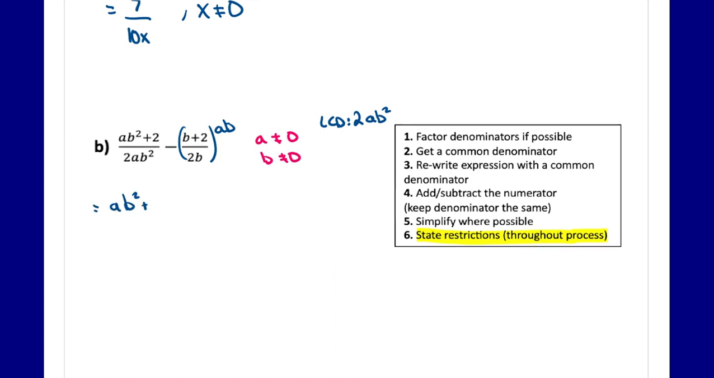The first fraction is going to stay the same. The second fraction is going to become ab times b plus 2, divided by 2ab squared. I have a common denominator. I can look for my restrictions. Nothing new has come up. So I'm going to go through, and I'm going to add.